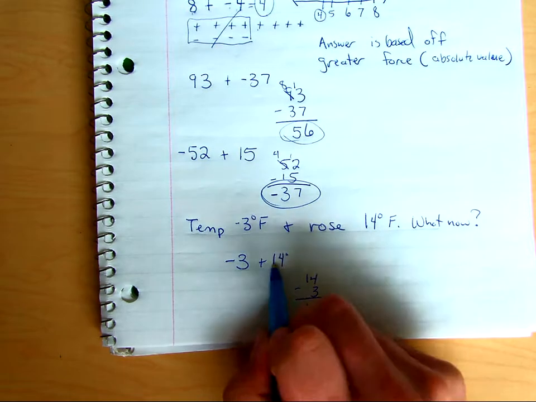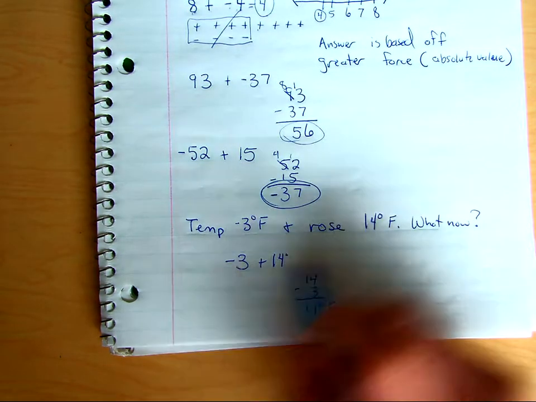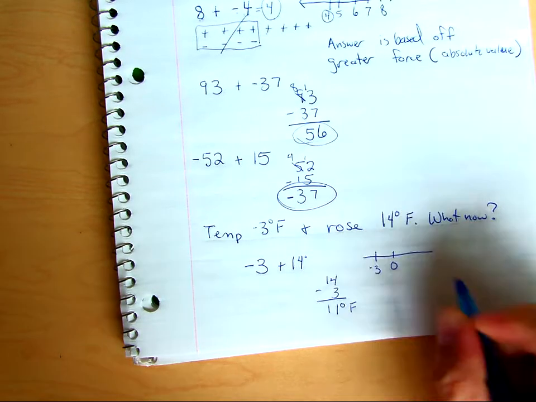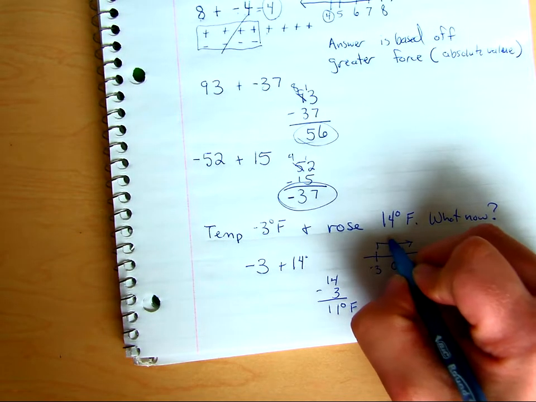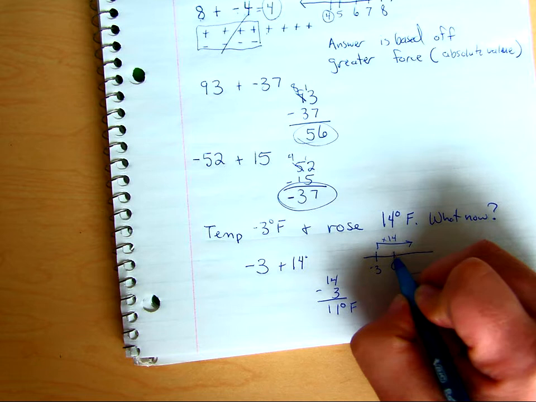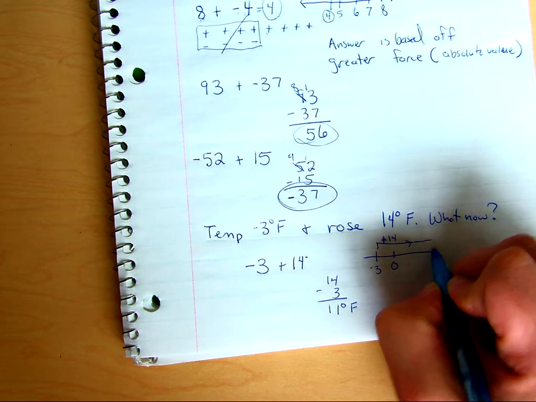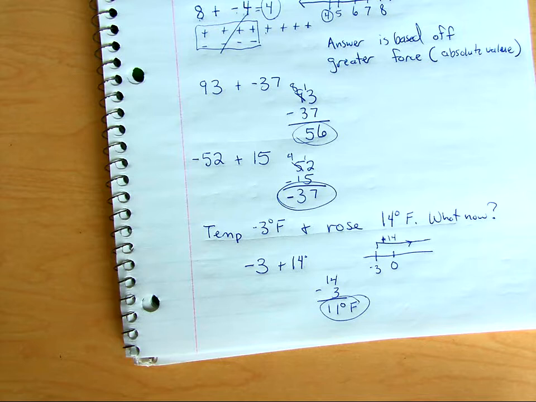Now it's a positive 11 because I was at negative 3, right? If we're thinking about this, negative 3, and if I'm going up 14, I'm definitely passing 0. So I'm going to end somewhere 14 spaces this way, and it would be at 11 degrees Fahrenheit.